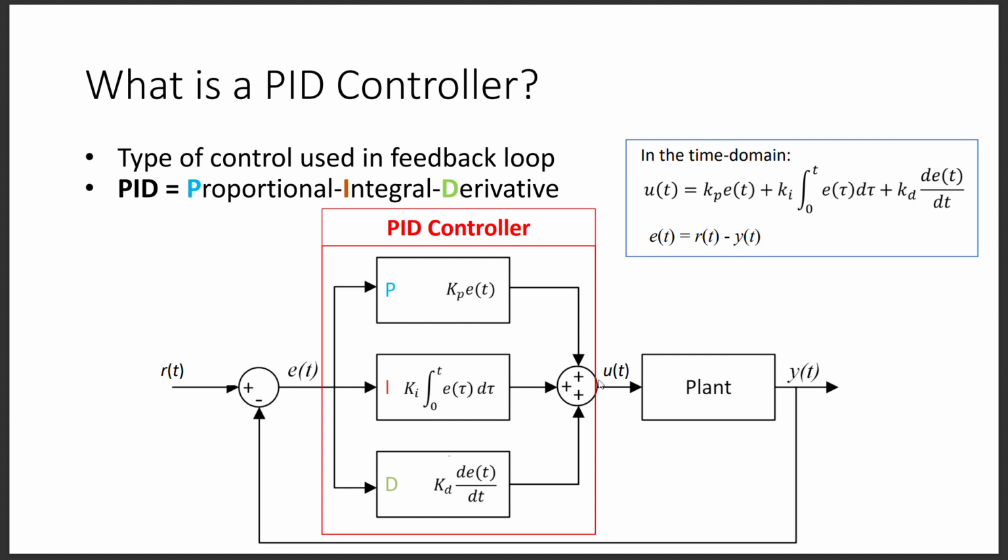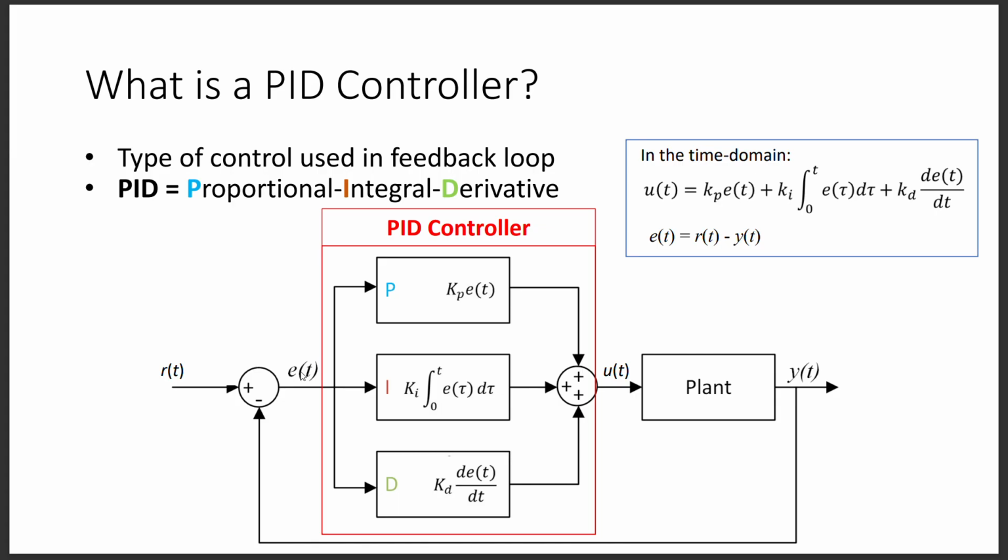So the U signal here, the action, is Kp times error. So it's proportionate to the error. The action you take is proportionate to how much error you have. That makes sense, right? That makes a lot of sense.